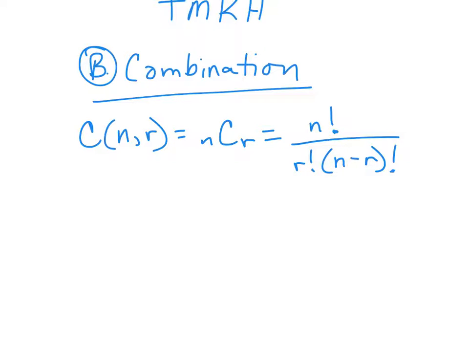So in a combination, we have an extra factor in the denominator, the r factorial, that we didn't have in the permutation.